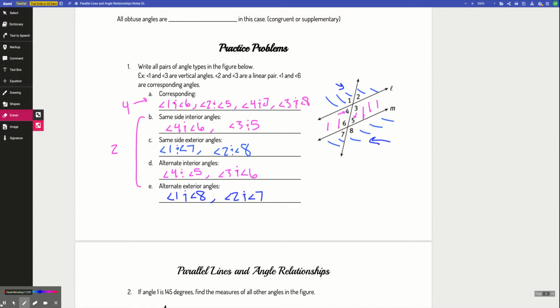Give me a second. I have to erase my screen, and then I'm going to scroll down, and we're going to do a couple of problems where you actually have to solve for something using these angle relationships. I'll see you in just a second.